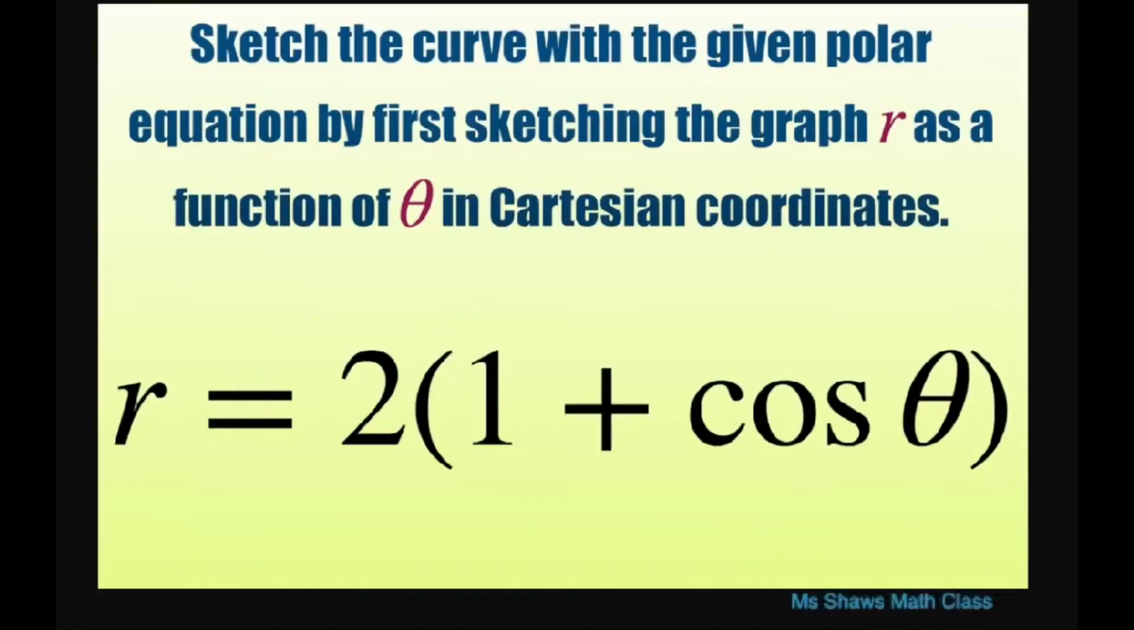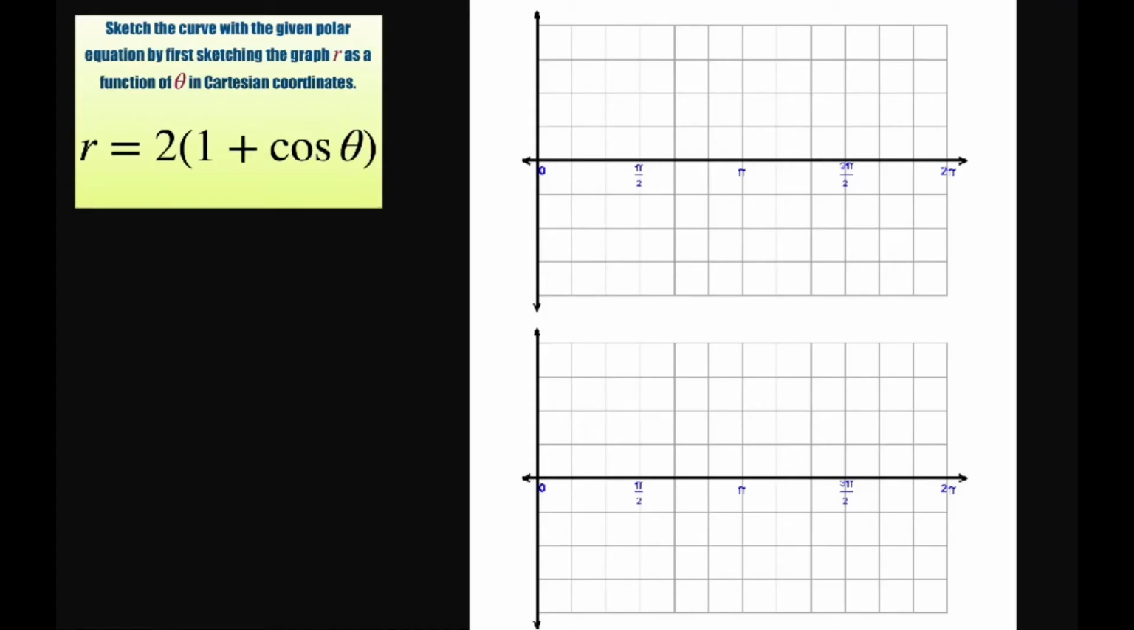Hi everyone, we're going to sketch the curve with the given polar equation by first sketching the graph of r as a function of theta in Cartesian coordinates. We have r equals 2 times the quantity of 1 plus cosine of theta. Basically what they want you to do is compare the graphs.